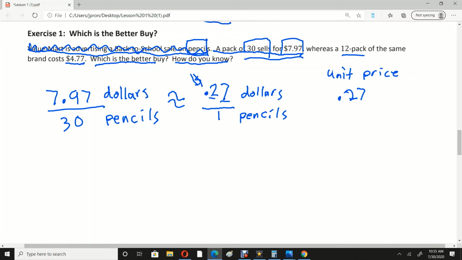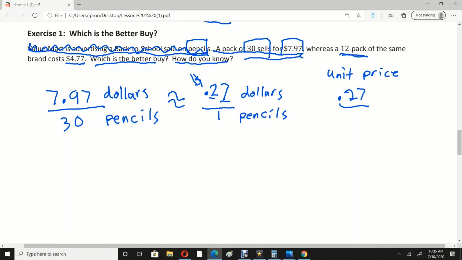What are we saying here? 27 cents per one pencil. That means each pencil costs 27 cents. You with me? Now, we have to buy it in the 30 pack, but we're going to assume that these pencils are of the same length and same value. And so each pencil is 27 cents in this pack. All right, so now let's calculate the 12 pack.